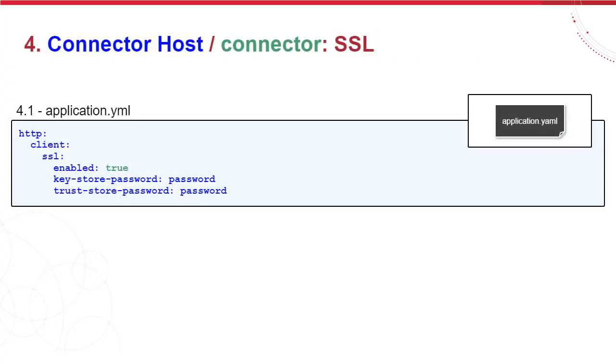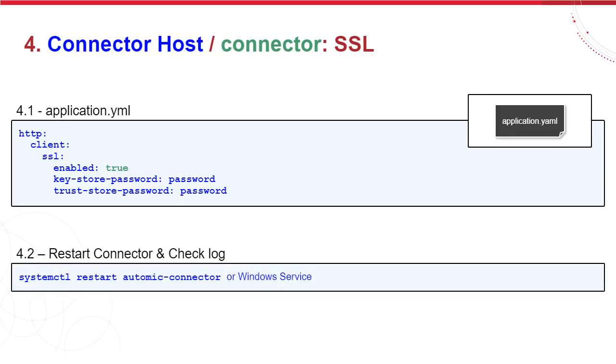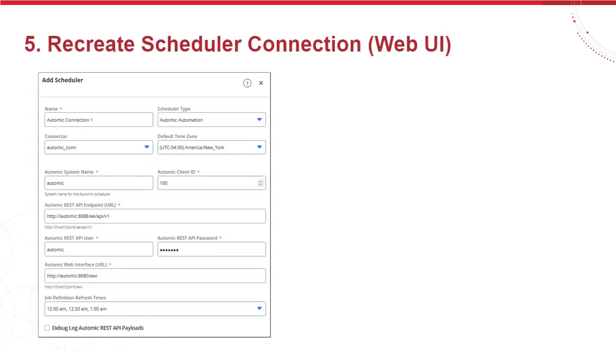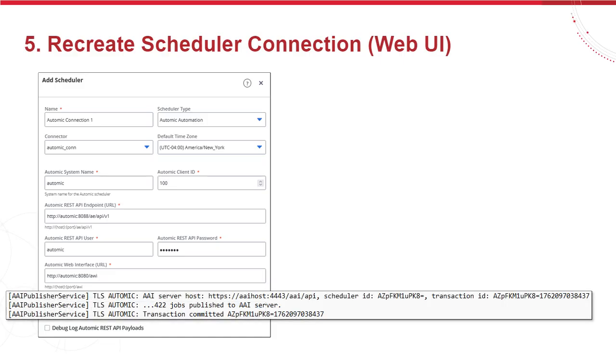SSL should be activated in application.yaml. Check that it is the case. Then restart the connector. Finally, we recreate a connector in the web UI using the TLS-enabled connector. All fields remain the same. Missteps won't be immediately evident, so we recommend monitoring the connector log continuously for errors.